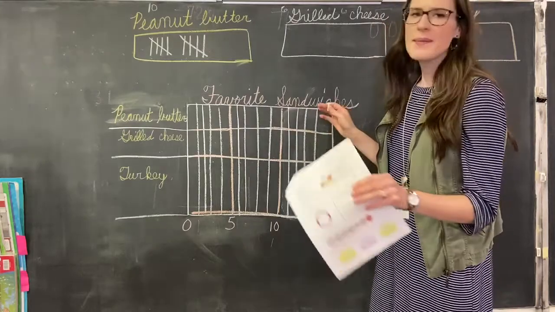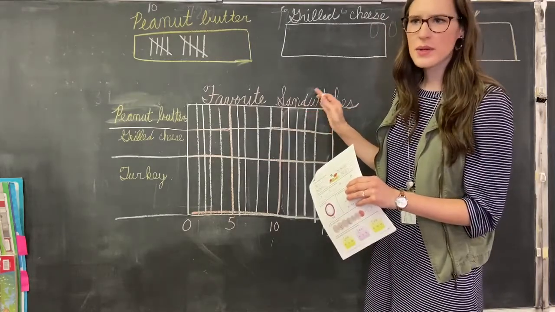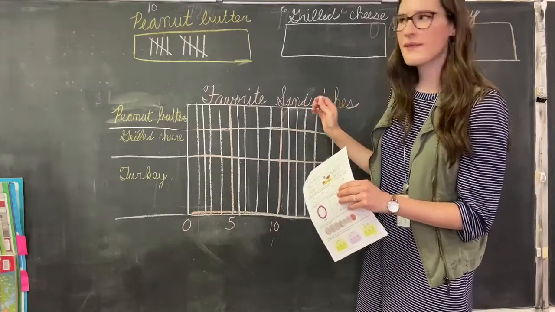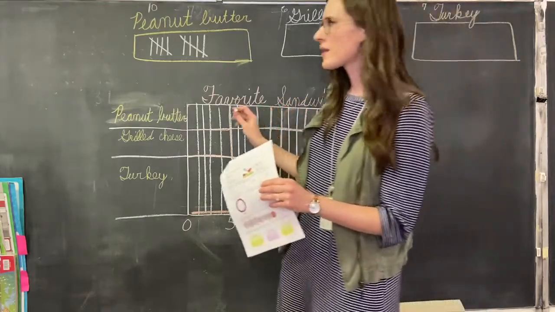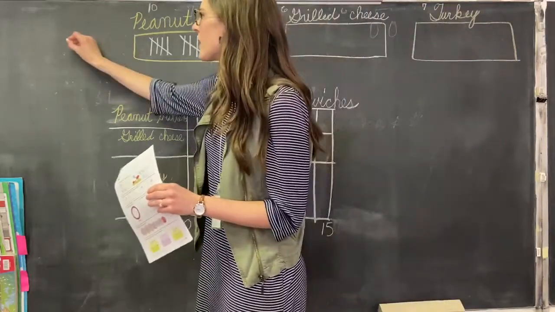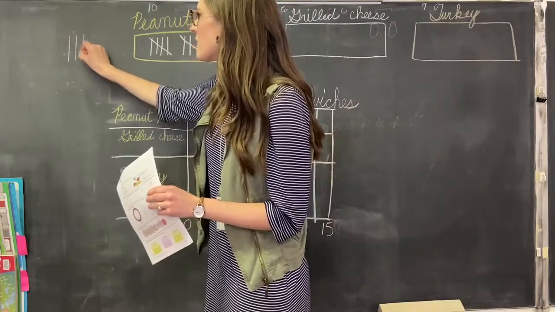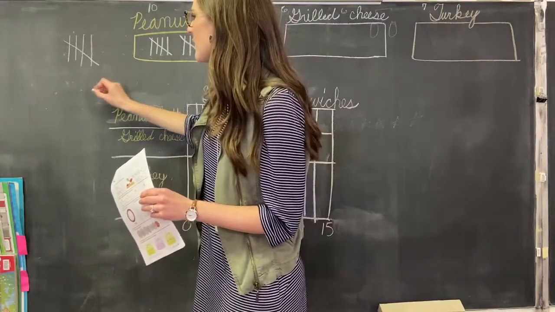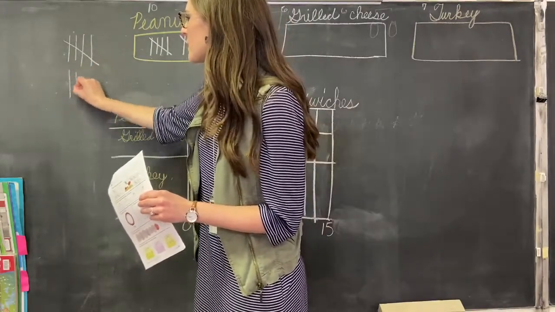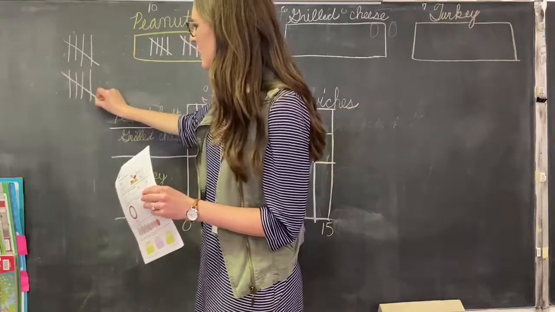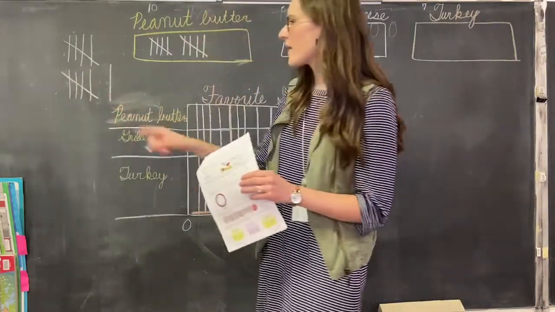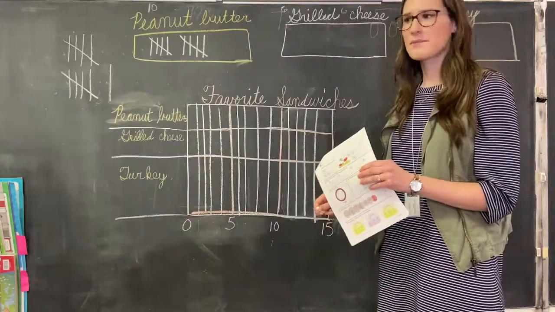So let me show you how to write another number real quick. Let me show you how to write the number 11 using tally marks. If I wanted to do 11, I would say 1, 2, 3, 4, 5, 6, 7, 8, 9, 10, 11. And I'll just have that 1 out there by itself for 11.